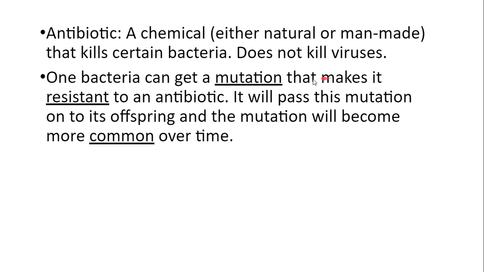One bacteria, though, can get a mutation, a random DNA mutation that can make it resistant to that antibiotic. The bacteria can then pass this mutation on to its offspring, and then that mutation can become more common over time. Remember, when we talked about evolution, we talked about how a population can change over time. So in this example, we're talking about how bacteria can evolve to become resistant to an antibiotic.